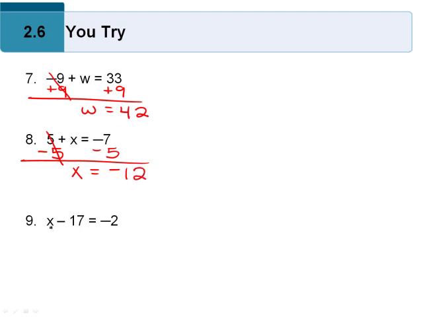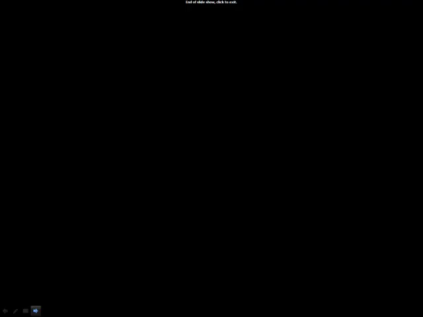Okay? X minus 17 equals negative 2, that's number 9. And so here the x is our variable. So the term that's on the same side with it, that number is negative 17. So I have to use a positive 17 on both sides. The x comes down. The 17's do cancel. And negative 2 plus 17, you're going to subtract there and get positive 15. And that should be it for 2.6. Yep.